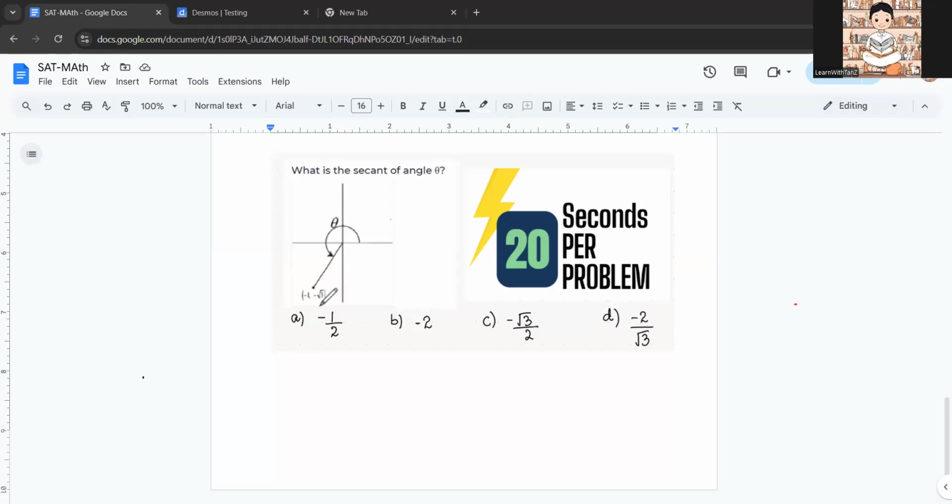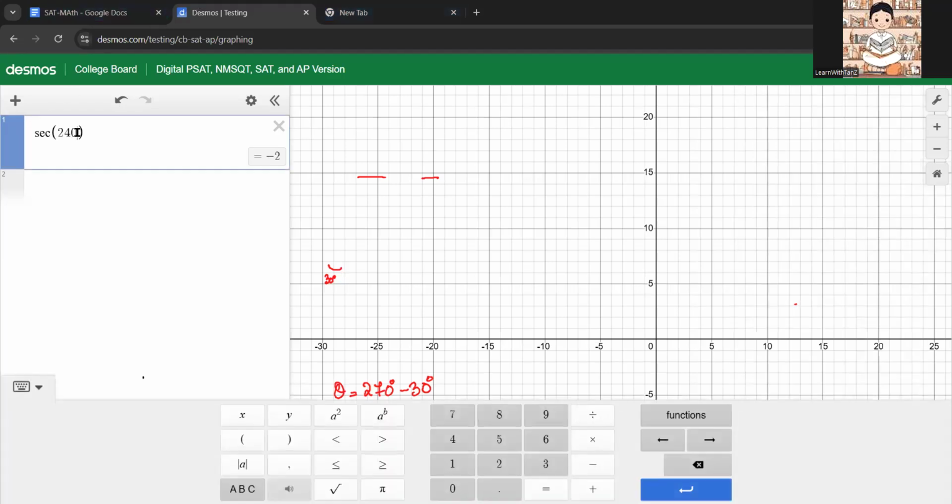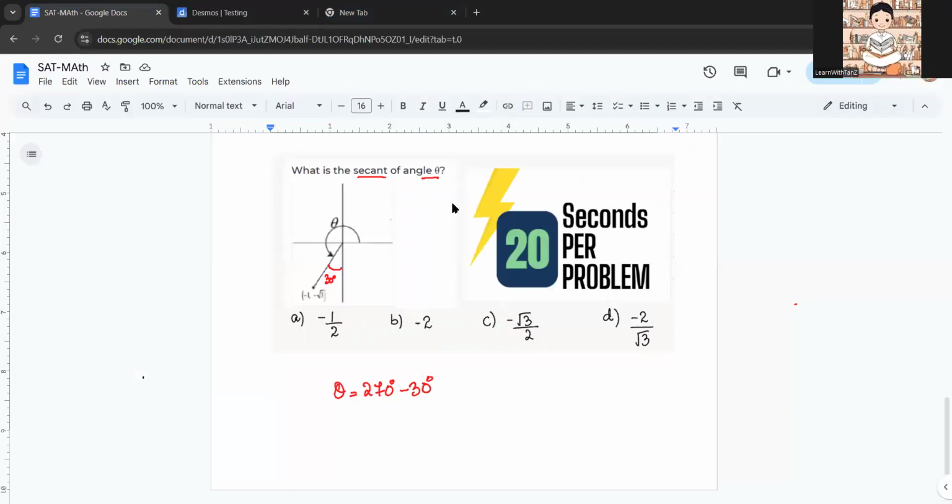Here is the actual 20-second solution. So we have this theta, the whole thing. The only thing we need to figure out is that this angle is 30 degrees. Once we do that, this theta is going to be equal to 270 minus 30 degrees. And we need to find the secant of angle theta. We'll go to Desmos. 270 minus 30 degrees is 240.